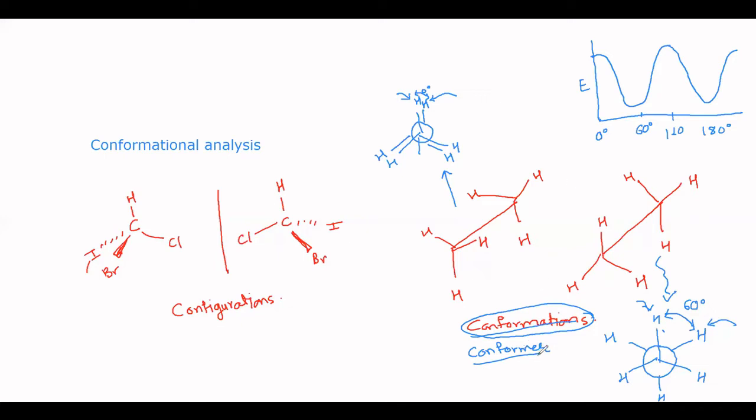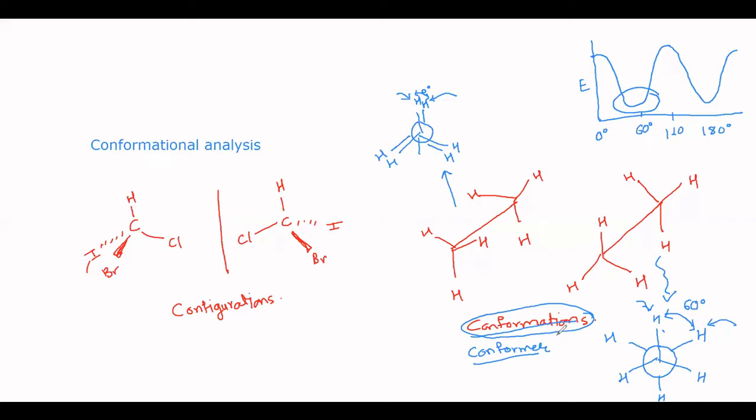But conformers are only those which are the minima of the energy profile diagram. I will only focus on this because this and this are the same. So this minimum of the energy profile diagram is called a conformer. So staggered is the conformer of ethane. Okay, so how many conformers are there for ethane? One. How many conformations are there? There are numerous conformations. All conformers are conformations, but all conformations are not necessarily conformers.